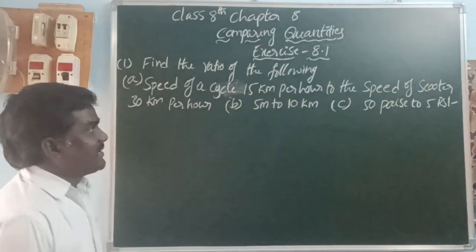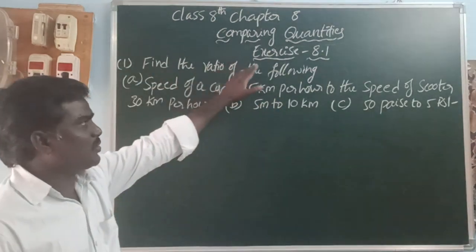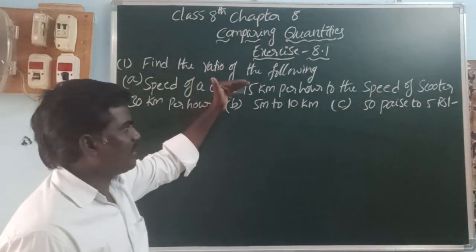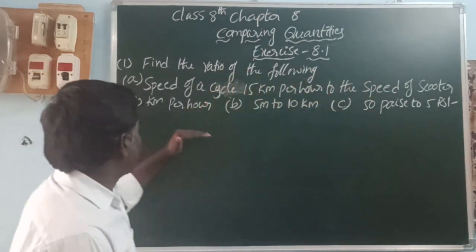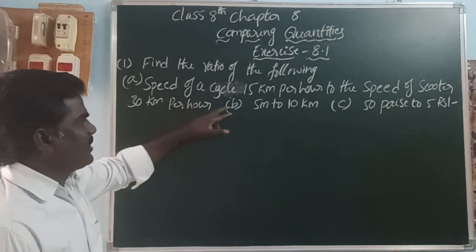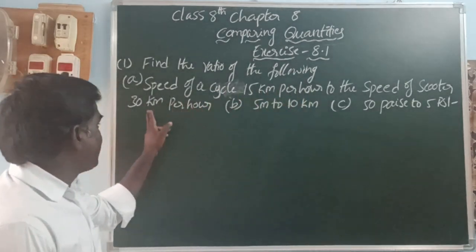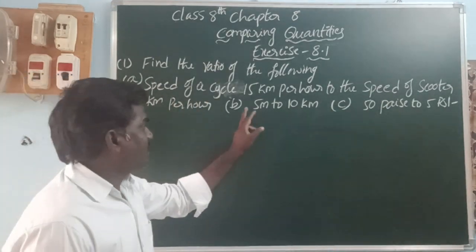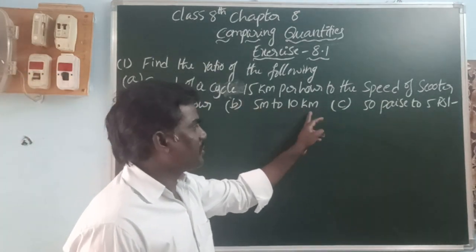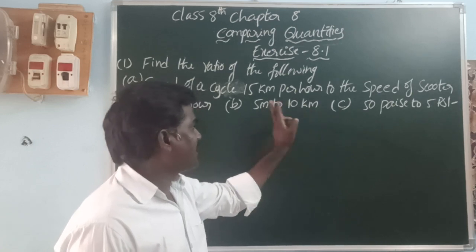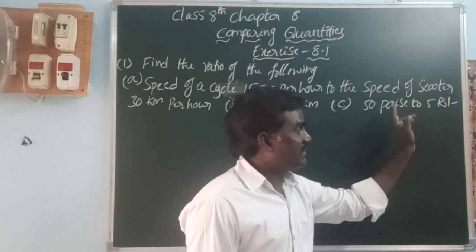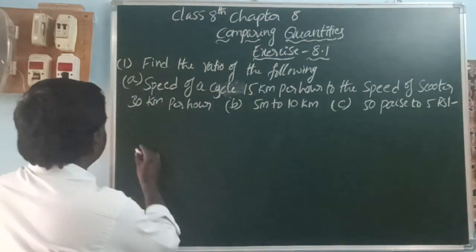In exercise 8.1, the first one: find the ratio of the following. A. Speed of a cycle, 15 km per hour, to the speed of a scooter, 30 km per hour. Here the unit is kilometer per hour, so the units are the same. Next, second one, 5 meters to 10 kilometers. Here the units are different, meter and kilometer. Then 50 paise to 5 rupees. Here the units are different, paise and rupees.